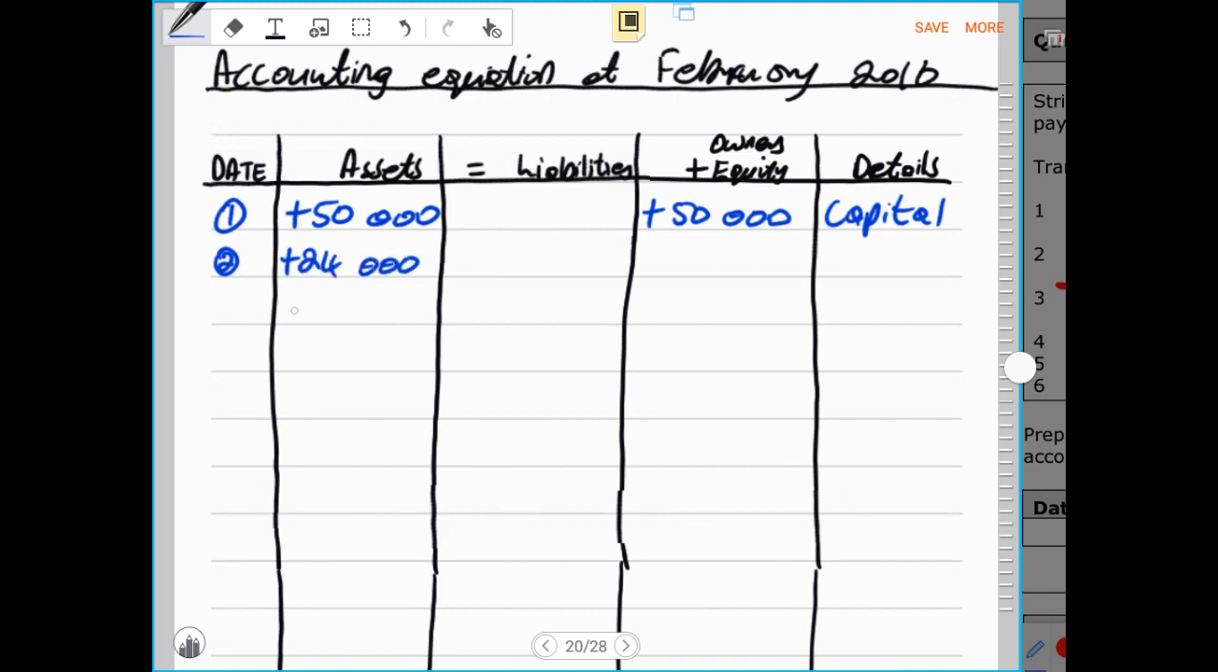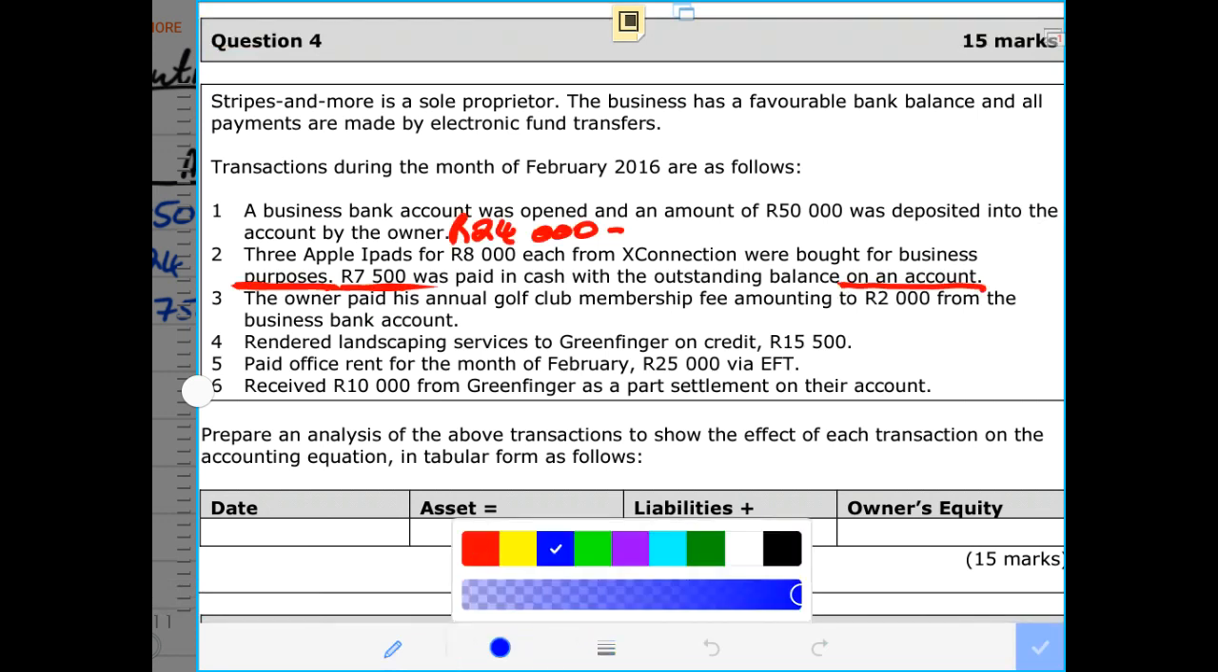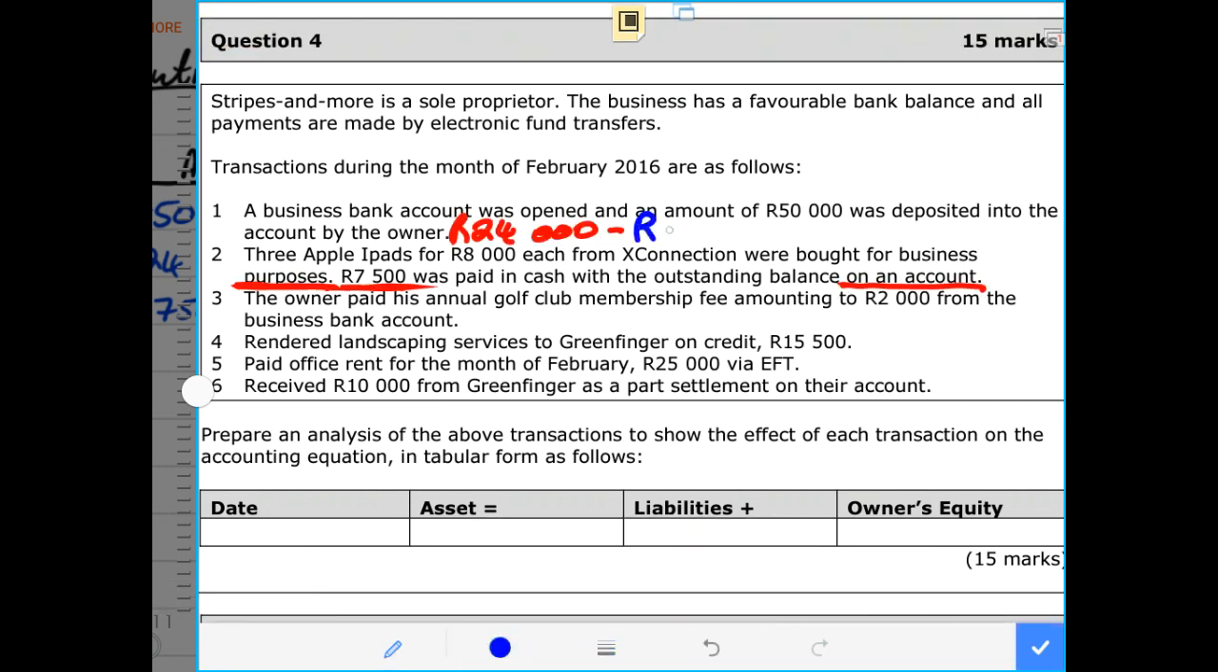Now remember, they also mentioned to us that 7,500 was paid. So in part payment of these iPads, we only paid 7,500. If we bought iPads to the value of 24,000, but we only paid 7,500, that means the rest must still be paid. That means the balance of 16,500 is the one that is not yet paid.